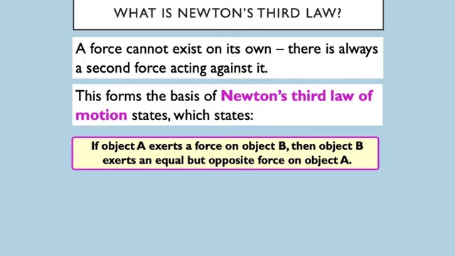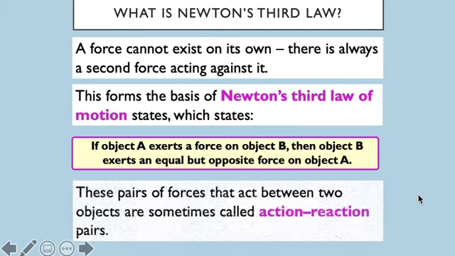Every force has an equal force, but in an opposite direction, but of the same type. So if I push on an object, that object will push back on me with exactly the same type of contact force that I'm exerting on that object, but just in the opposite direction. We call these forces sometimes action-reaction pairs.